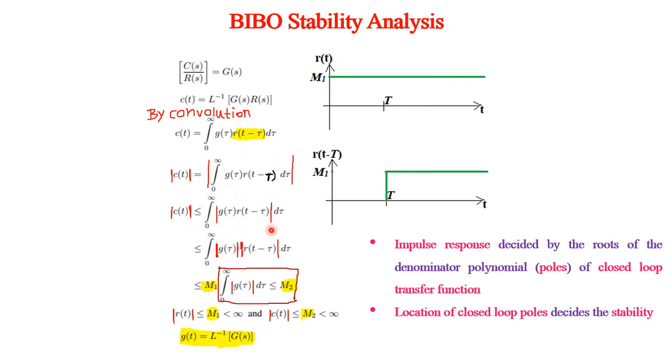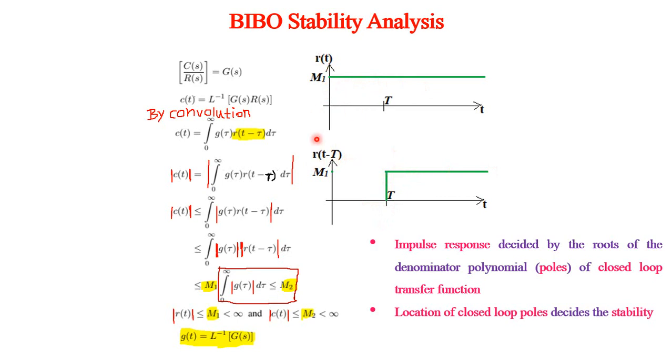This, by the linearity property, can be split up into two components, modulus of g of tau and modulus of R of t minus tau. Let us assume that R of t is bounded. So R of t is bounded means the magnitude of R of t is always less than or equal to some magnitude m1, which is less than infinity. Now R of t minus tau means I am time shifting or time delaying this input R of t by tau time. Therefore this is a shifted version of R of t.